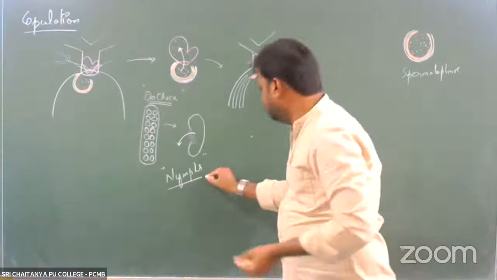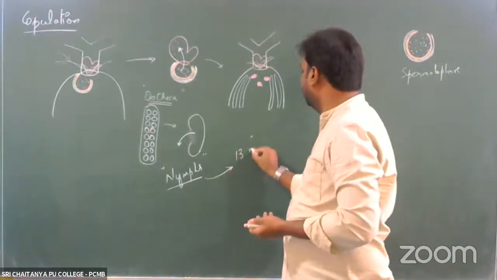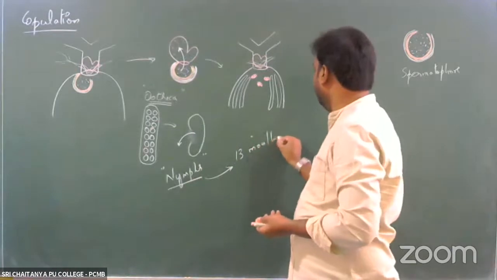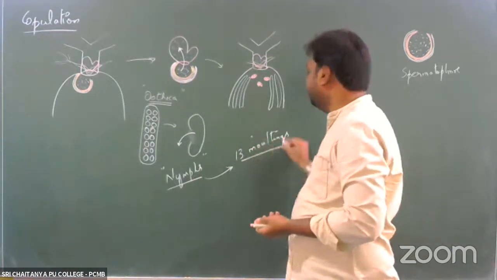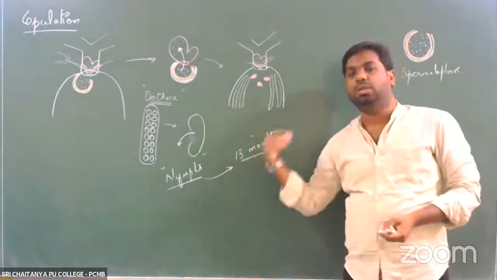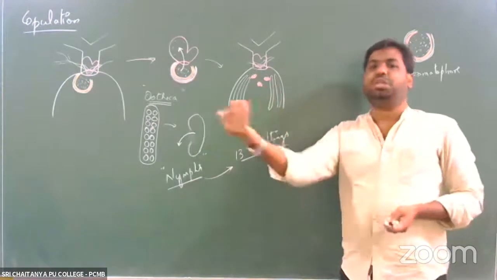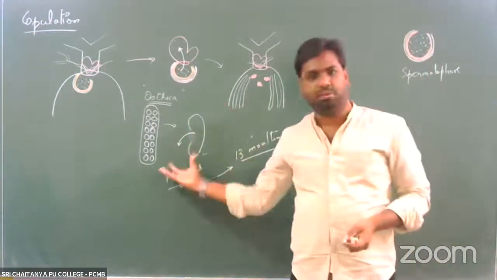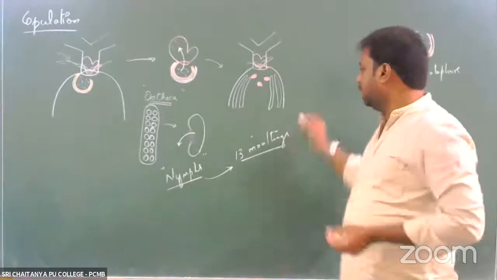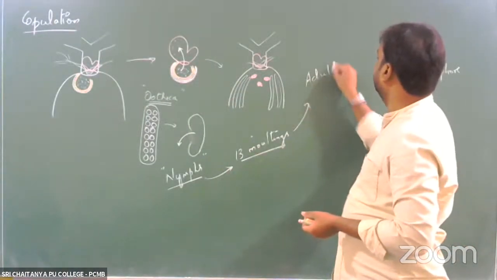Now these nymphs would start undergoing the process of molting. So they would undergo 13 moltings. Moltings are also referred to as ecdysis, right. So during each molt, there are gradual changes that usually take place in the body of this organism, as a result of which, after 13 molts, it would lead to the development of an adult.